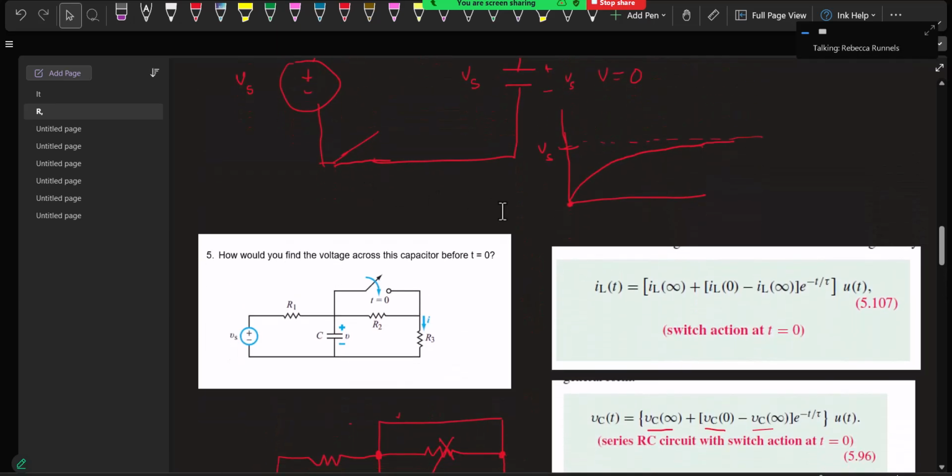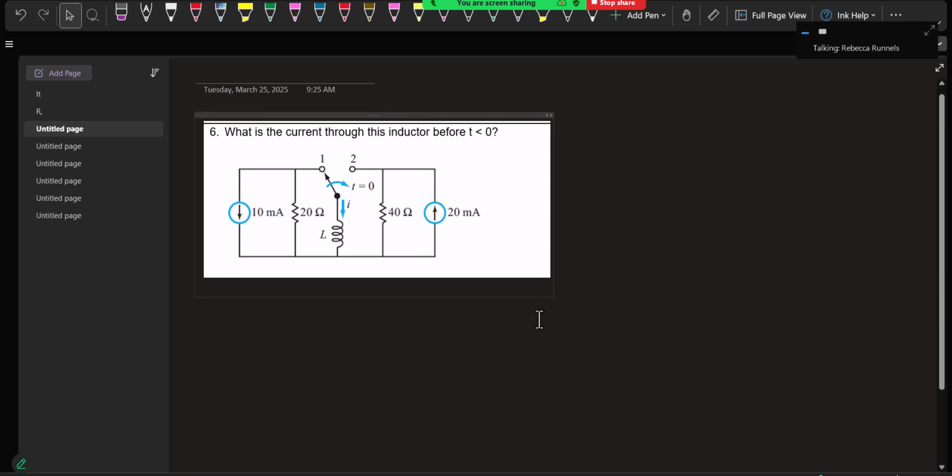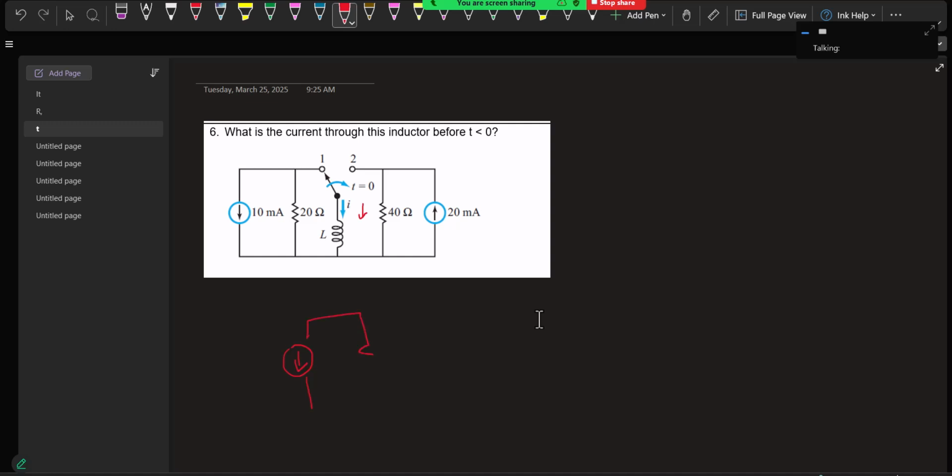Yay. Okay, let's take a look at this one, before t equals 0. Before t equals 0, what is the current? And let's do the current as it's drawn, so I drew it going down. So how does an inductor behave if it's been sitting there for a long time? Like a wire.